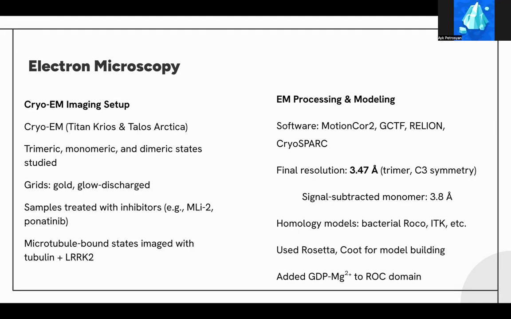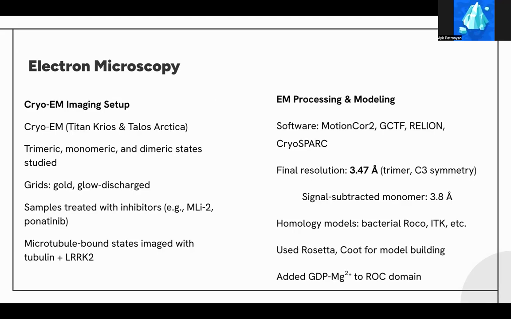A second reconstruction using signal subtraction and focused refinement improved the ROC and COR domains, producing a 3.8 angstrom map. And these two maps were combined to generate a full atomic model. Model building was done using Rosetta.